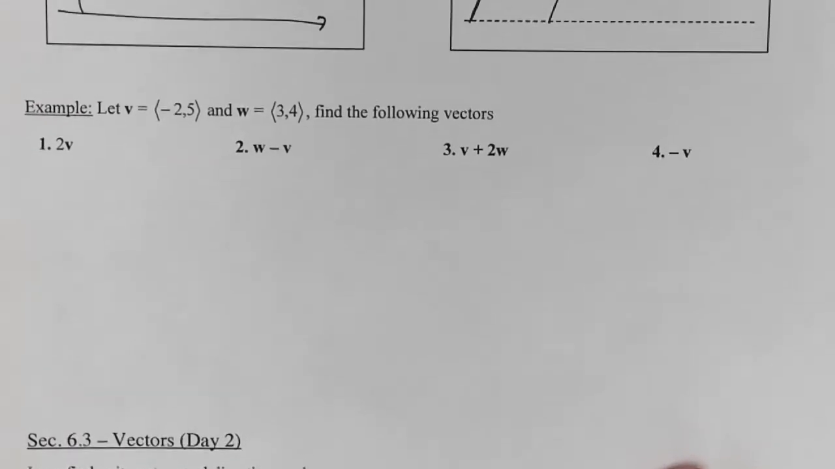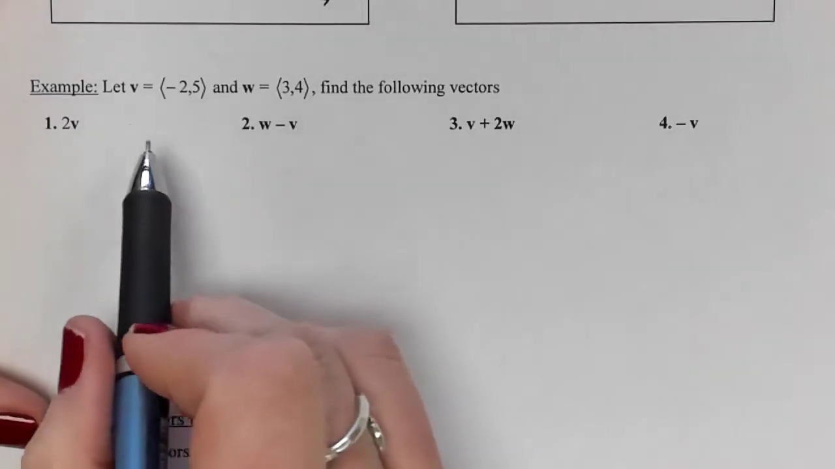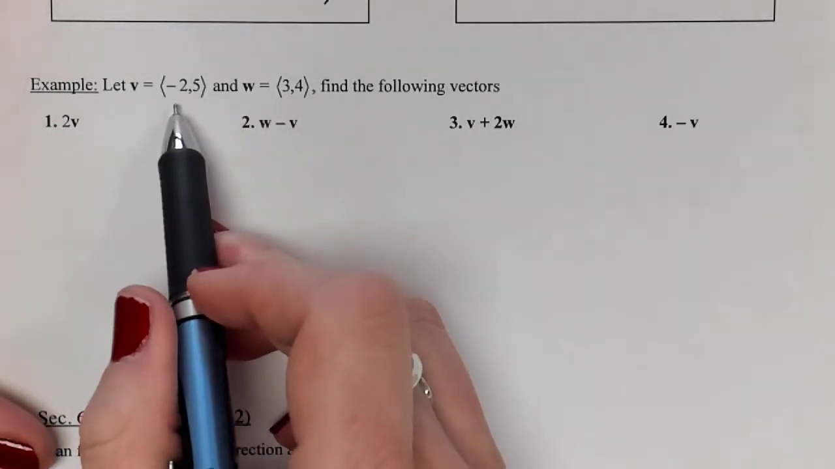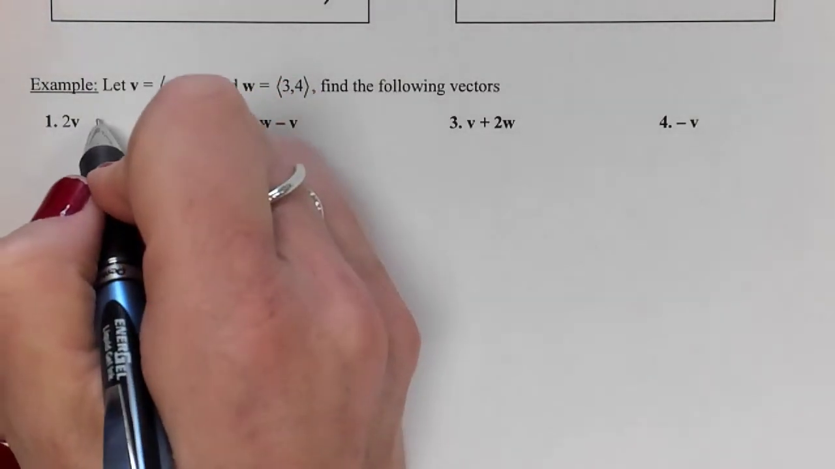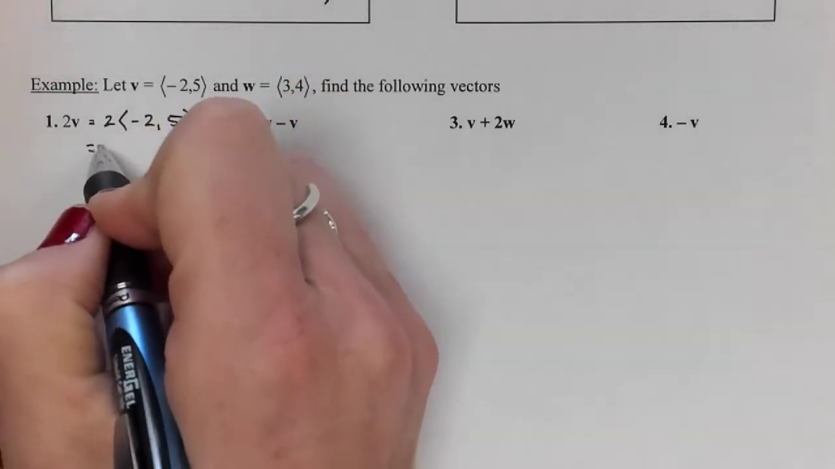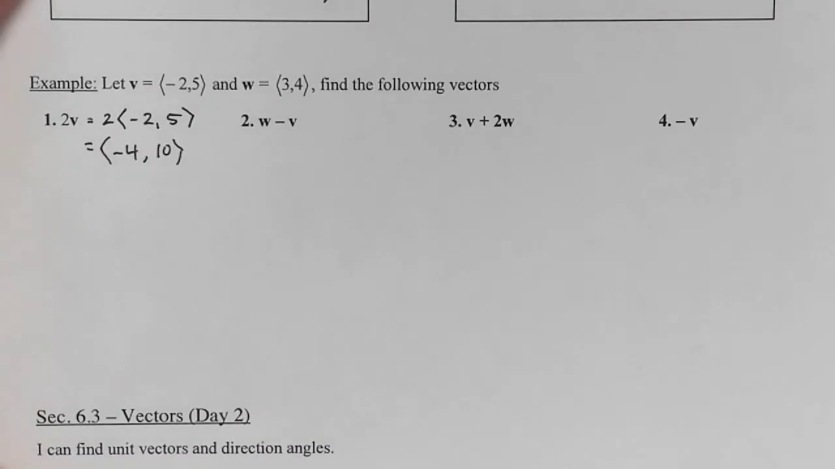We're going to do a little vector addition and subtraction with these. So the first one says let v be negative 2, 5 and w be 3, 4. Those are the two vectors. They're in component form. I want to find the following. What would 2v look like? So this would be 2 times negative 2, 5. And it literally just becomes negative 4, 10. Not difficult on the math at all.